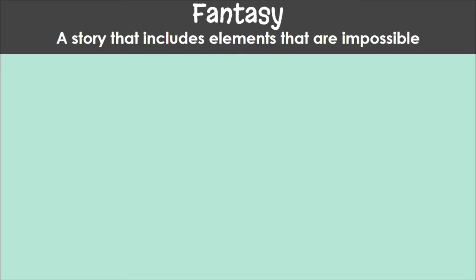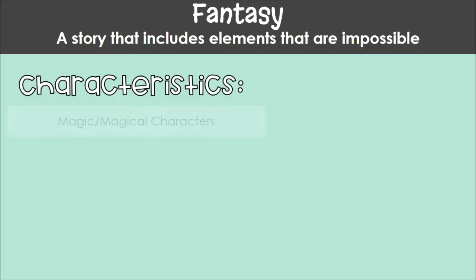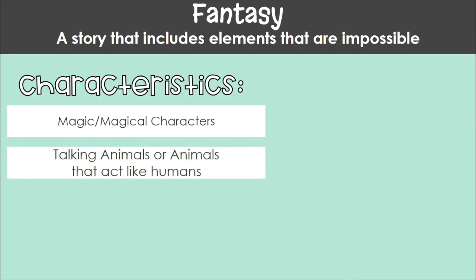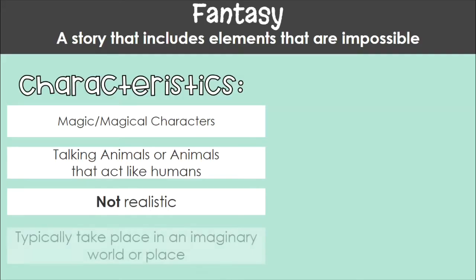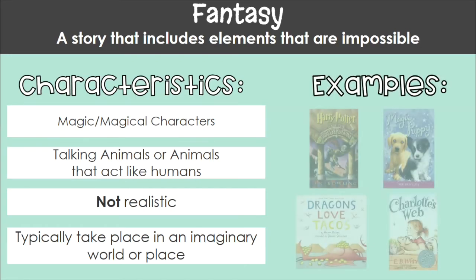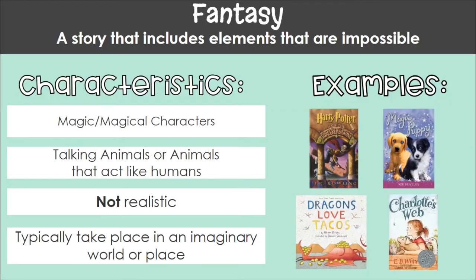Fantasy is a story that includes elements that are impossible. So some characteristics include magic or magical characters, talking animals or animals that act like humans. It's not realistic, and they typically take place in an imaginary world or place. Some examples include Harry Potter, Magic Puppy, Charlotte's Web, and Dragons Love Tacos.